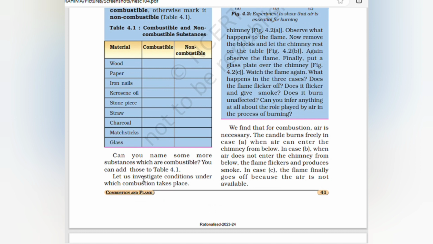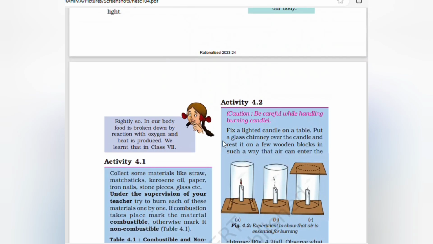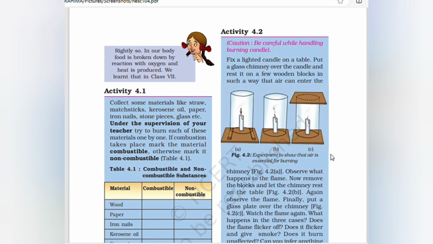Let us investigate the conditions under which combustion takes place. Be careful while handling a burning candle. Fix a lighted candle on a table. Put a glass chimney over the candle and rest it on a few wooden blocks in such a way that air enters the chimney. Observe what happens to the flame.